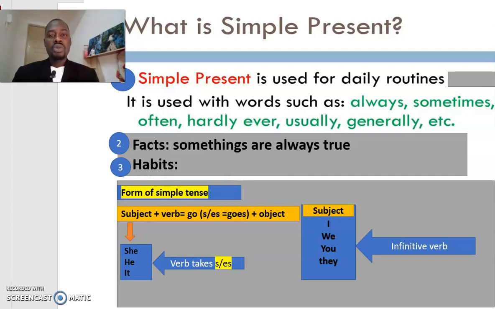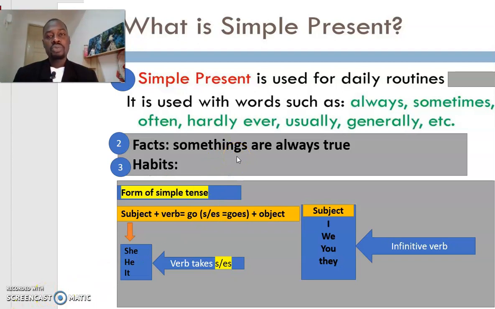So before we go in, I would like to identify the definition of the present simple tense. What does present simple tense mean? The present simple tense is used to talk about actions that happen every day, always, usually, generally, or things that happen from time to time. So in the present simple tense, we talk about habits and we talk about facts. So this is the present simple tense.